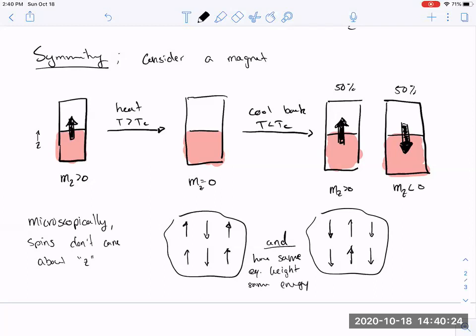Which leaves us with a bit of a paradox, because how is it then that the magnet can regenerate a permanent moment? And why is it that it does so by 50% of the time splitting into a magnet that points up and 50% of the time splitting into a magnet that points down? The resolution to this is that while it is the case that this 50-50% of the time up or down preserves that symmetry, that's a macroscopic symmetry that's not broken. Microscopically, that symmetry is spontaneously broken.